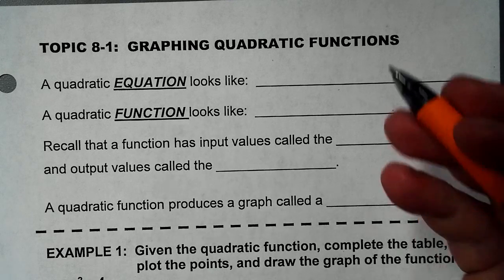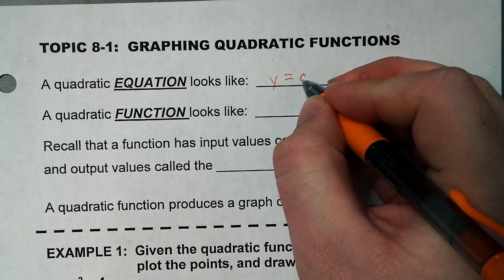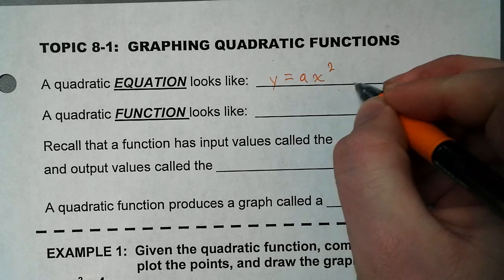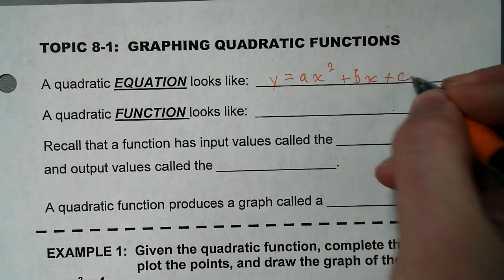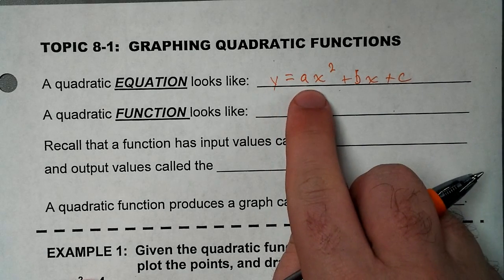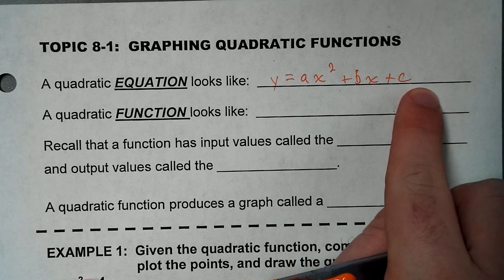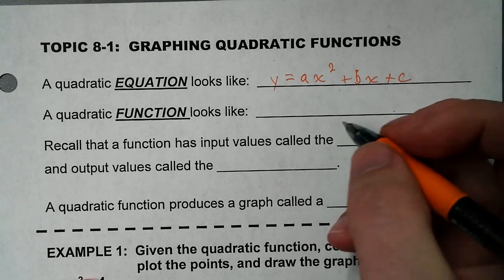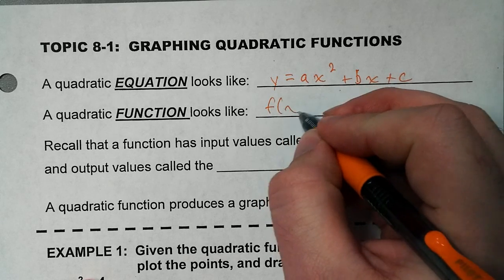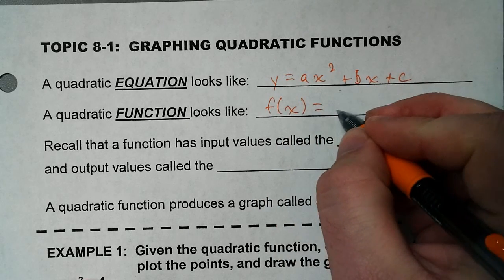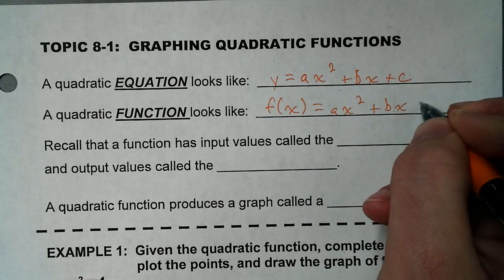Now, a quadratic equation looks like this. You're going to have y equals ax squared plus bx plus c. So it's a number, x squared, plus another number x, plus whatever regular number. If you see it in function notation, we just change out y for f of x. So it'll be f of x is equal to ax squared plus bx plus c.